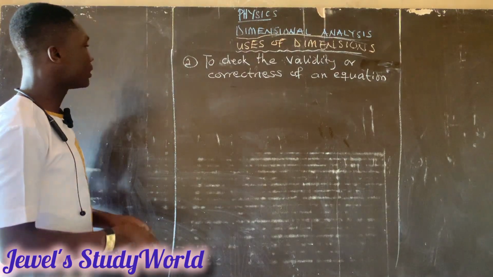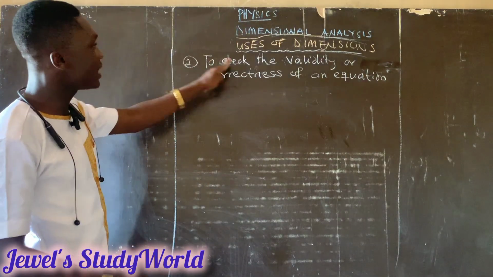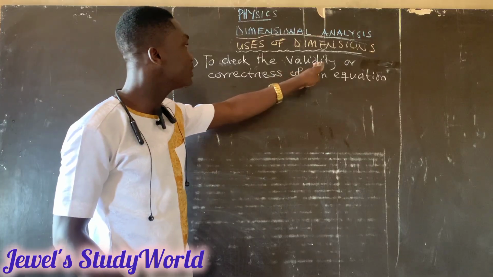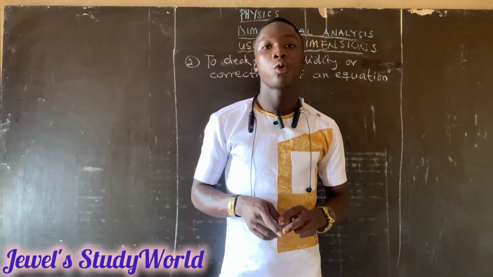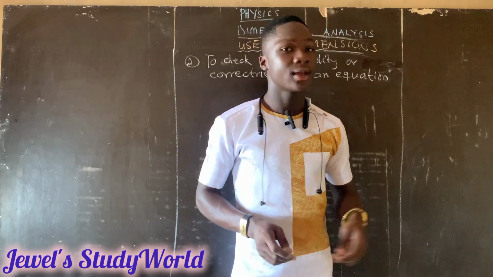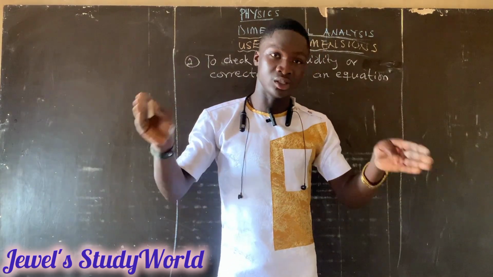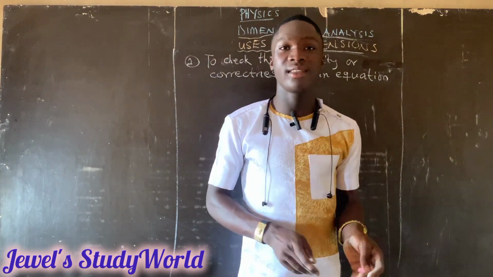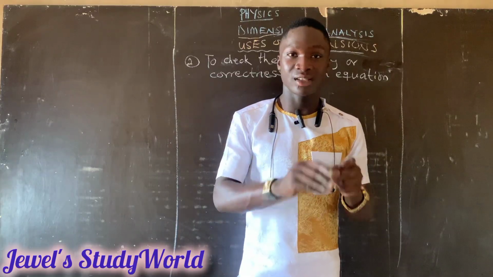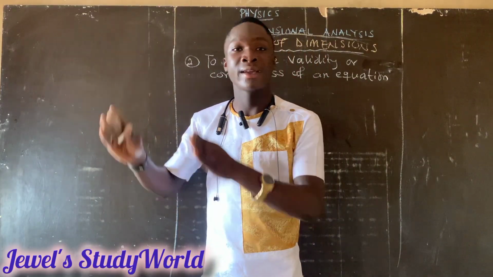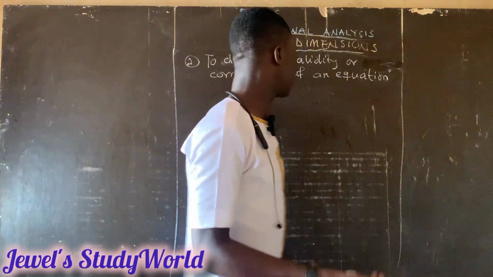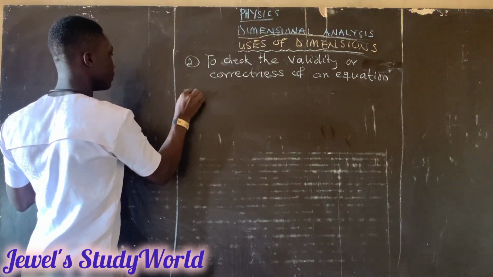So for this one, we have that to check the validity or the correctness of an equation. In here, what you have to notice is that the dimension on both sides of the equation should be equal. If the dimension on the left side is the same as the dimension on the right side, it means that the equation is dimensionally valid or correct. So now let's see example 1.